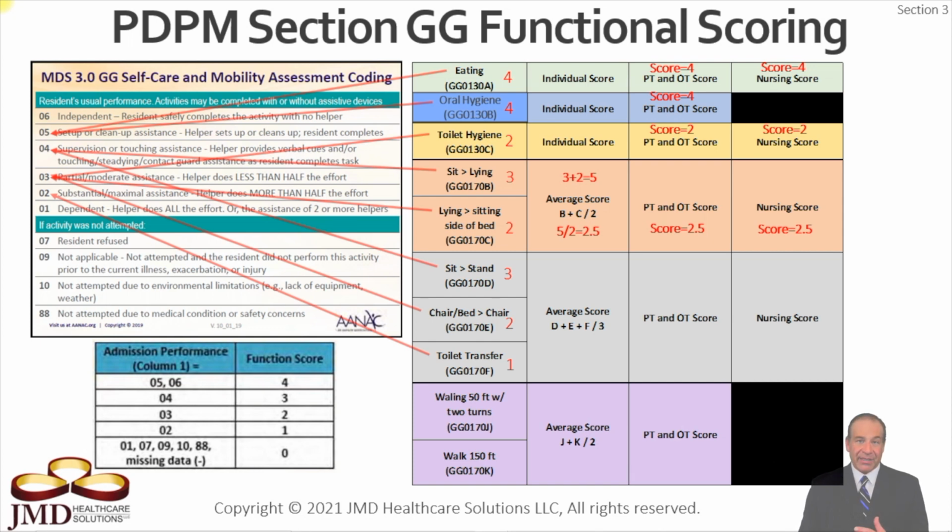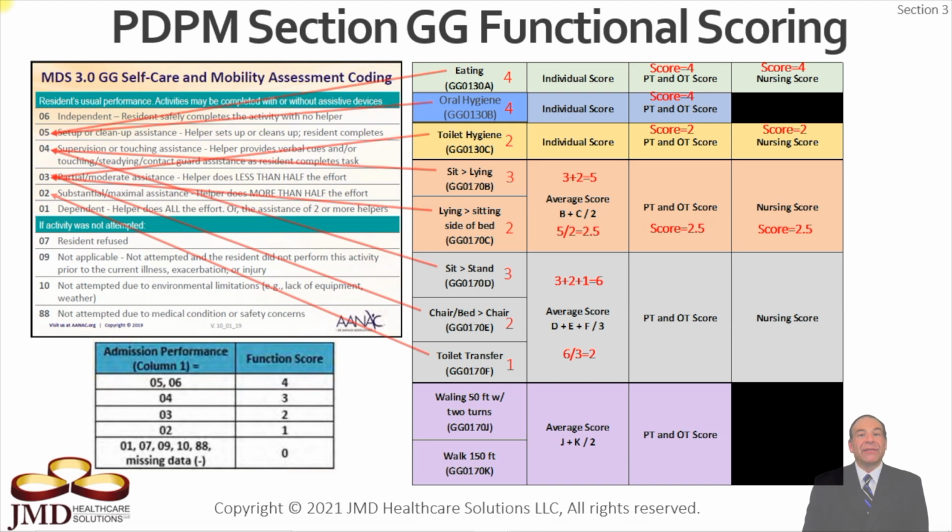Average, these 3 get averaged together. And all you really got to do is the 3, 2, 1, which is 6. Divide it by 3 is going to be the 2. So then you're going to have your overall functional score for those 3 components.